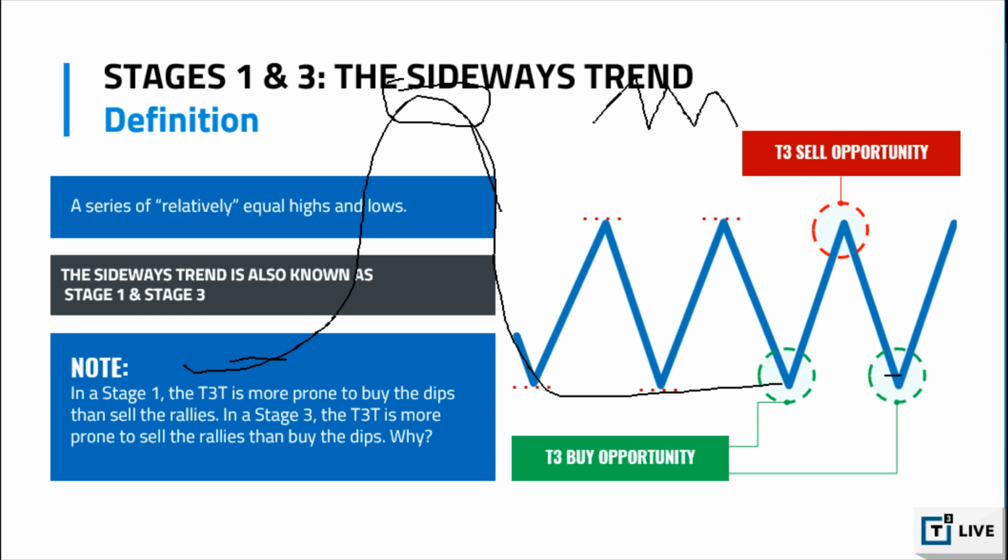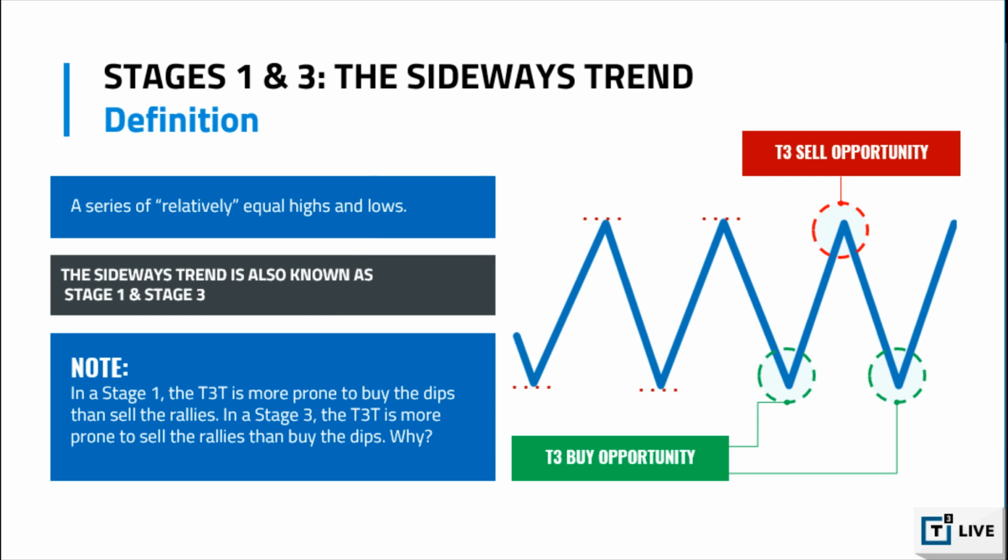So because of that, we say in a stage 1, the trader is more prone to buy the dips than sell short the rallies. In a stage 3, the trader should be more prone to selling short the rallies rather than buying the dips, because eventually it should break to the downside.